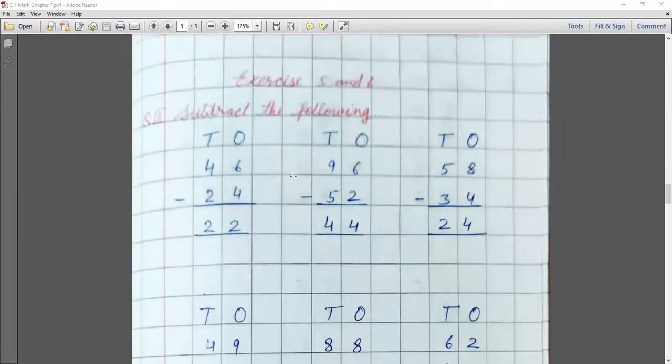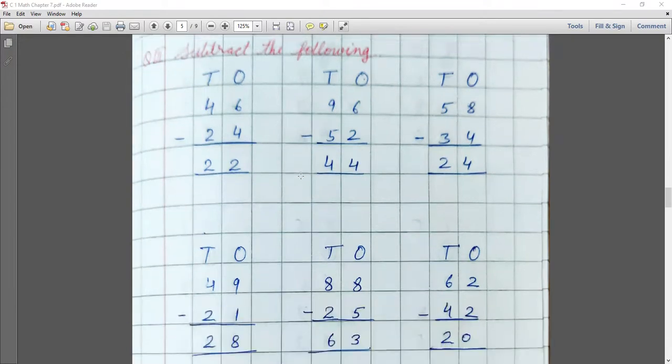Yes. Again, you should write chapter number 7, exercise number 5 and 6. Subtract the following. What did we do just now? We did addition, and now what are we going to do? Now we are going to subtract. Tens and ones. Tens and ones.